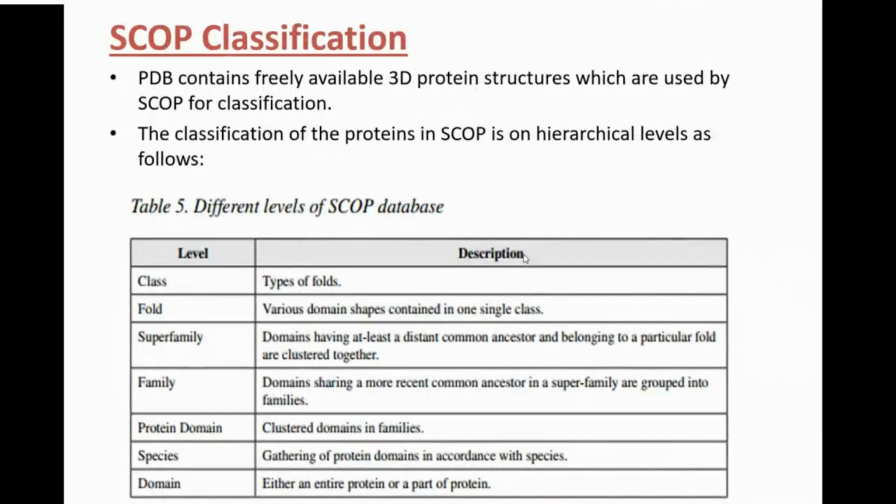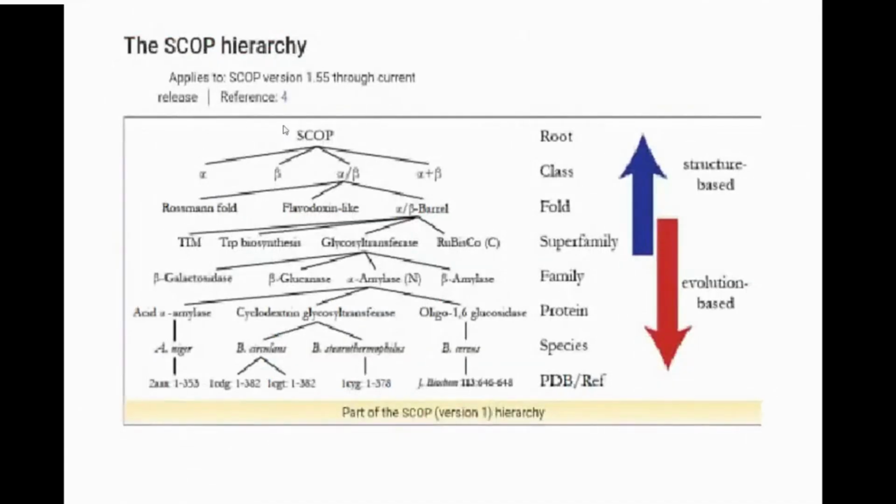Coming to the SCOP classification, the PDB contains freely available three-dimensional protein structures which are used by the SCOP for classification. The classification of protein in SCOP is on hierarchical levels as follows. कौन-कौन से levels हैं इसमें? Class, fold, superfamily, family, protein domain, species and domain. Okay, see here I have shown you the hierarchical levels. The root of SCOP classification is the class.